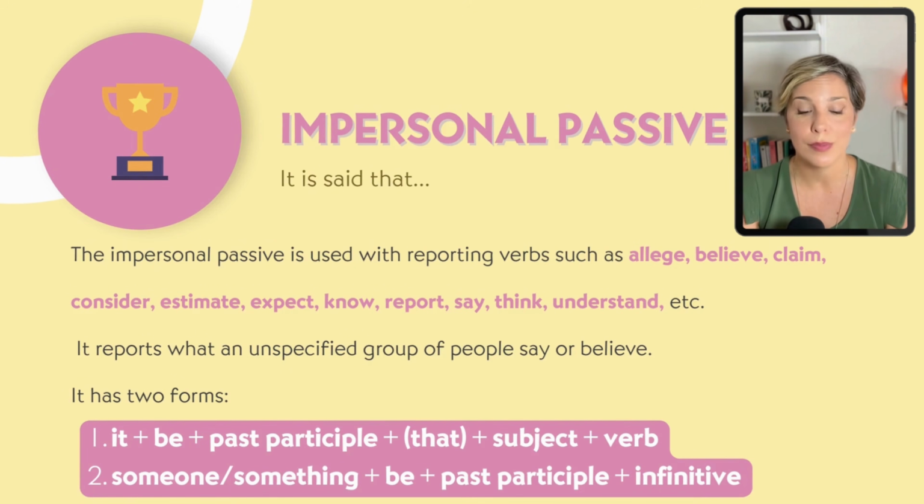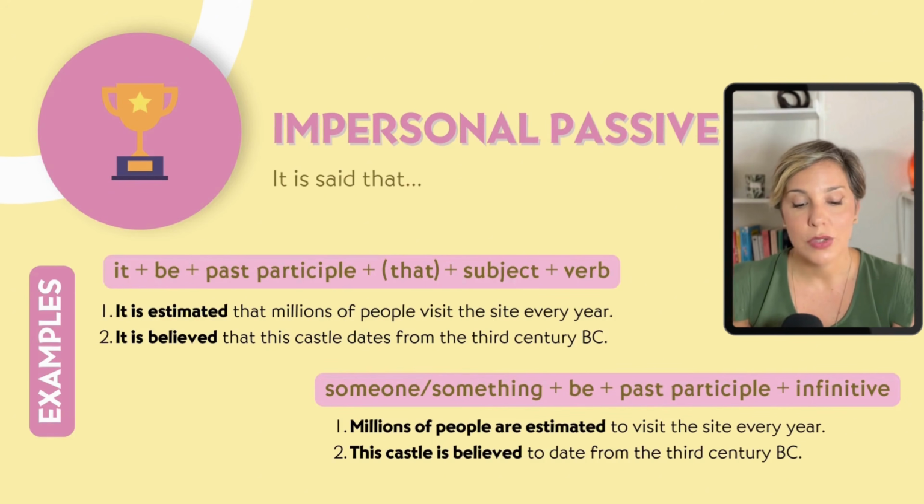So we can say, so basically it's like in Spanish, se entiende, se espera, se conoce, okay, which is a bit more neutral. There are two forms to make this impersonal passive. The first one is with that formation. It plus the verb to be, plus the past participle, and then it continues with the sentence. And finally, someone or something, followed by be, and followed by the past participle and the infinitive with to. Let's take a look at some examples. For instance, you can say, it is estimated that millions of people visit the site every year. Or it is believed that this castle dates from the 3rd century before Christ.